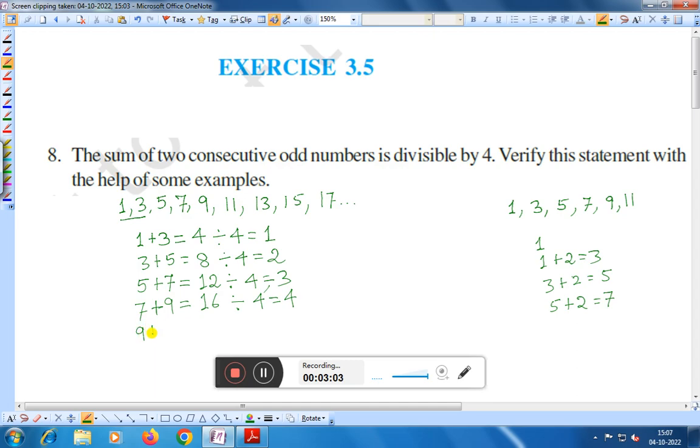9 plus 11. What are we getting? 9 plus 11 is equal to 20. And you see 20 is also divisible by 4, that is 4 times 5 is 20. In all these cases you see that the statement is true. The sum of two consecutive odd numbers is divisible by 4, and we have verified that this statement is true for 5 examples. Okay, this is the solution of question number 8.